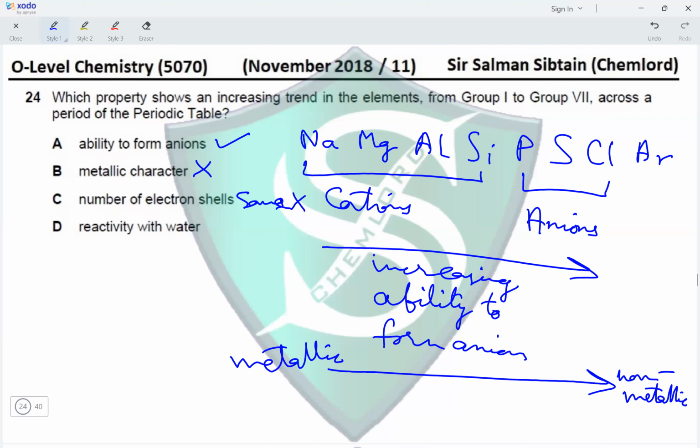And reactivity with water. Now the reactivity with water is very much different. Sodium and magnesium do react with water. Aluminum and silicon do not. So the reactivity with water varies, because if aluminum and silicon do not, that does not mean the others don't. Chlorine does react with water. So this varies from element to element. So as a result, the correct option for this question is option A.